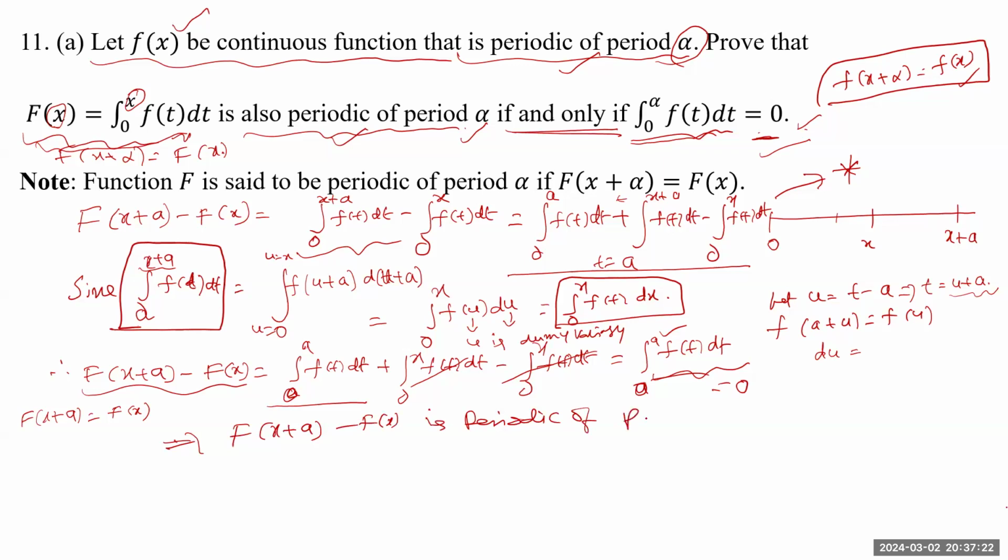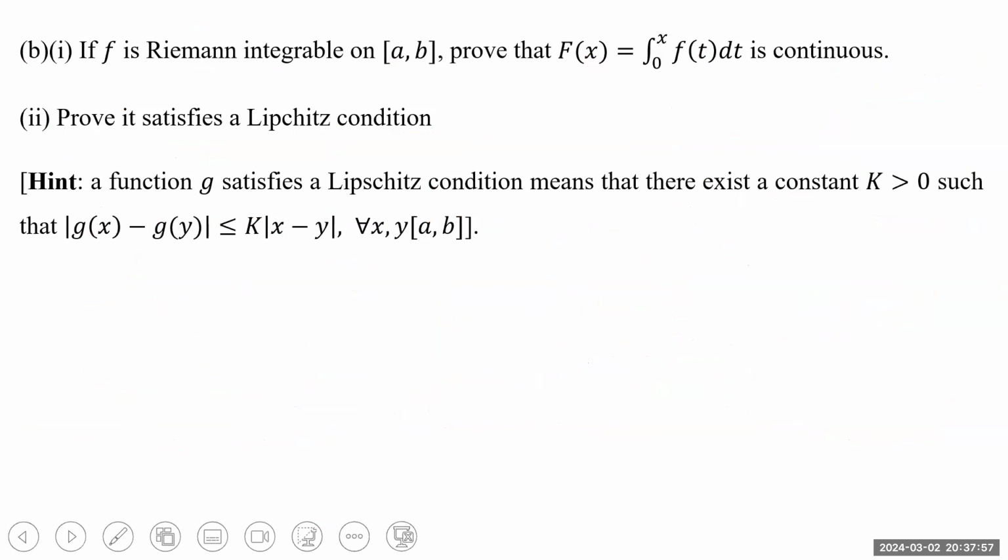periodic of period a or alpha, if and only if the integral from 0 to a of f of t dt is equal to 0. Right? So because of this equality being 0, you will get F of x plus a minus F of x equal to 0. If these two are equal, then your integral is equal to 0. So that's why this is the result. Any doubt? Right. If there is no doubt, I can move further.